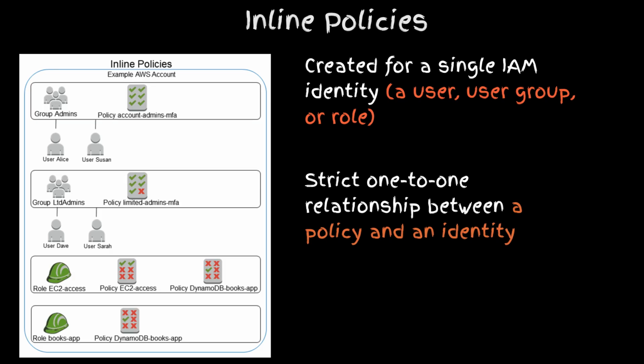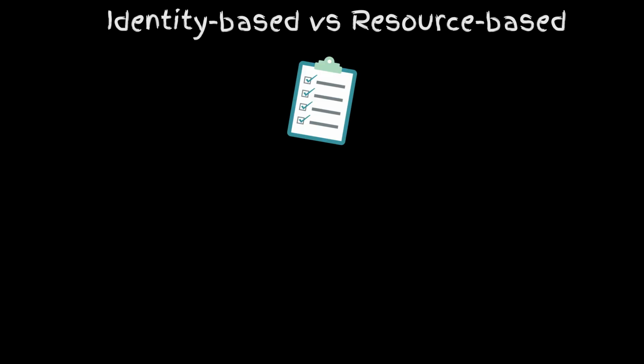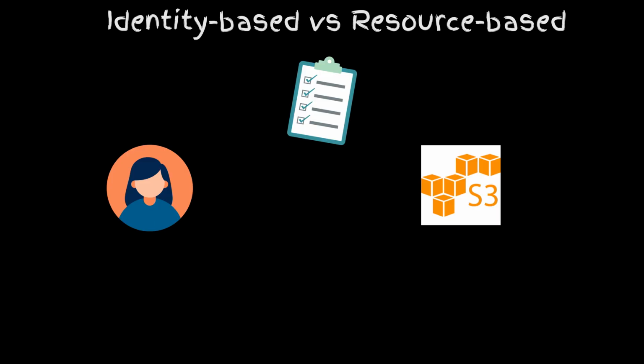An inline policy is a policy created for a single IAM identity, a user, user group, or role. Inline policies maintain a strict one-to-one relationship between a policy and an identity. They are deleted when you delete the identity. A policy is an object in AWS that, when associated with an identity or resource, defines their permissions.